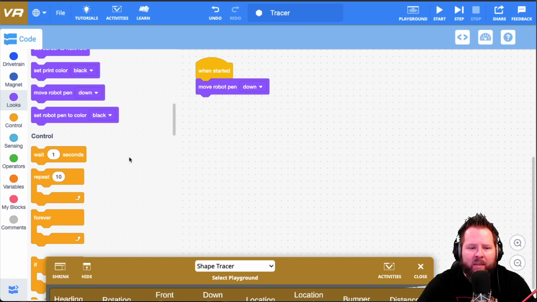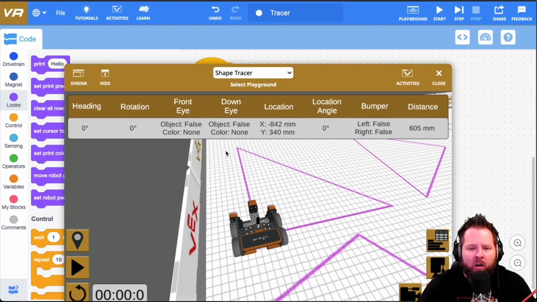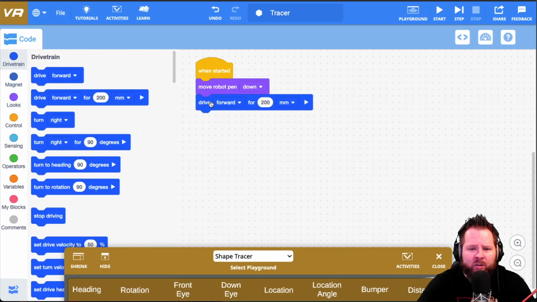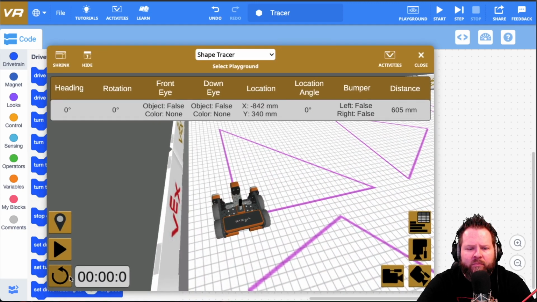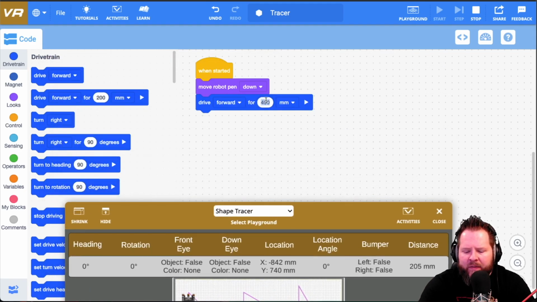Right. So the trial and error part of this was figuring out how far the robot has to drive, what the actual distance of this leg of the triangle is. And like I said, I just did trial and error. So if I drove forward like 400 first, and you'll notice I'm up here in the drivetrain tab, and I selected drive forward, and then I changed the amount to 400 millimeters. I'll reset and then press play, and I realized I didn't quite get there. So it took me a couple tries, but I figured out that first leg is actually 500 millimeters.